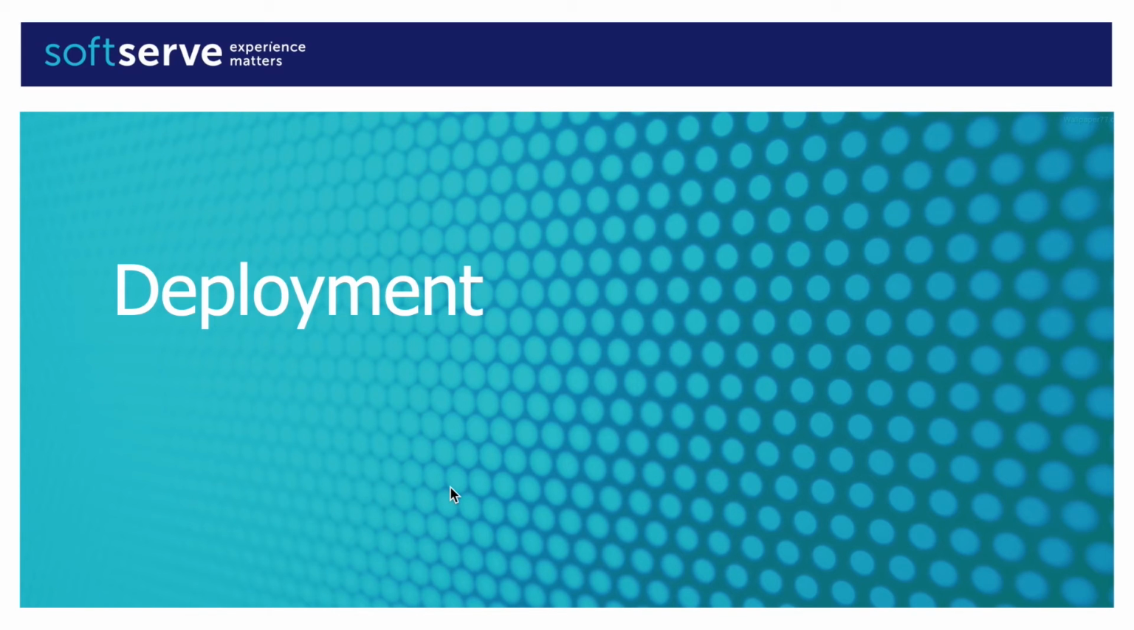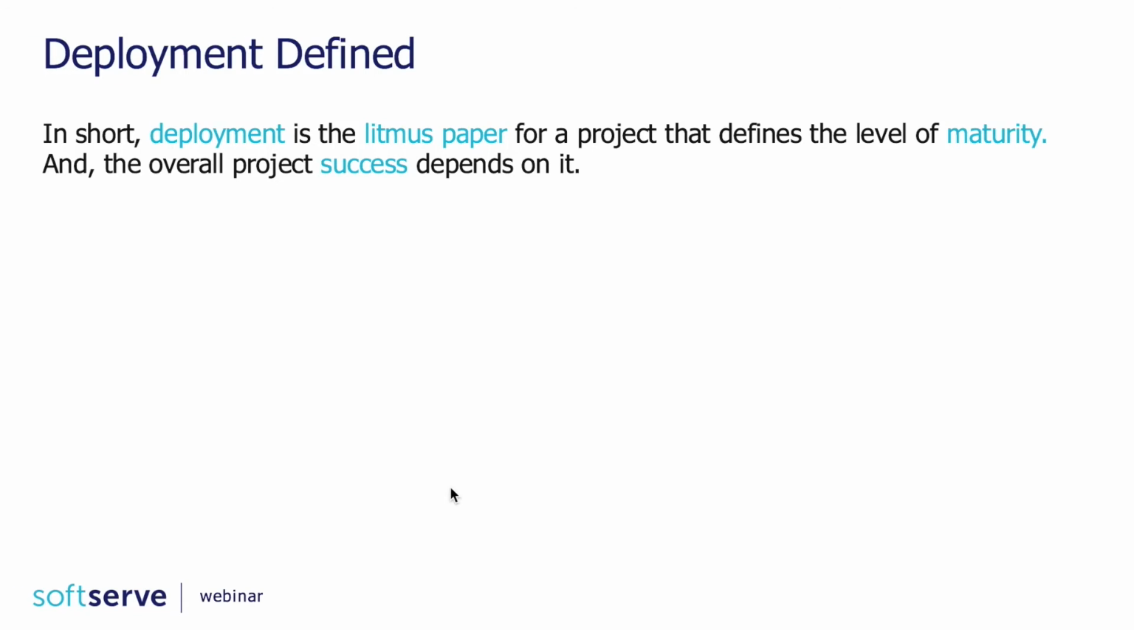And now one of my favorite topics is deployment. Many data science engineers really don't care about how the solution is being deployed, because they really want to concentrate on data model stuff. But in fact, deployment is like a litmus paper for the project, and it really defines the maturity of the project.